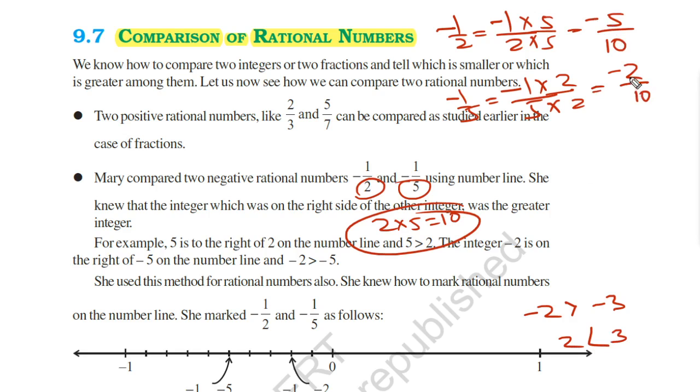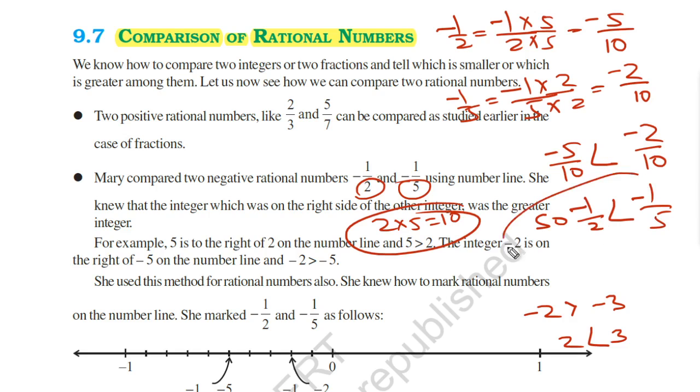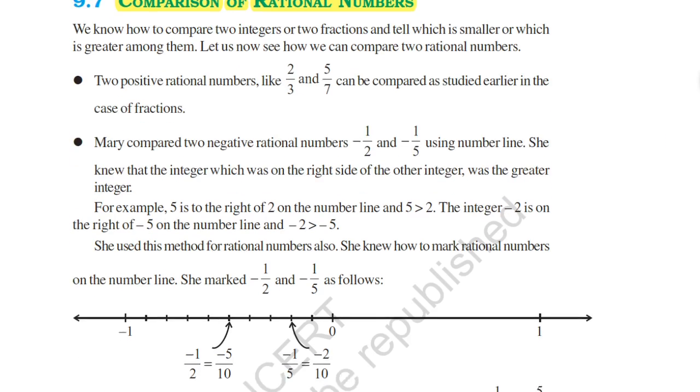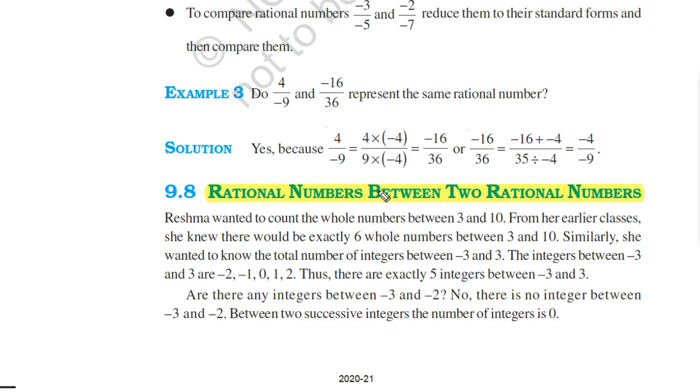Minus 5 by 10 and minus 2 by 10. So you can write minus 5 by 10 is smaller. It will be smaller than minus 2 by 10. So minus 5 by 10 is equal to minus 1 by 2. Minus 1 by 2 will be smaller than minus 1 by 5. So this is the whole story, and this is the way you can proceed to compare two rational numbers. Now we will move to the next part, rational numbers between two rational numbers.